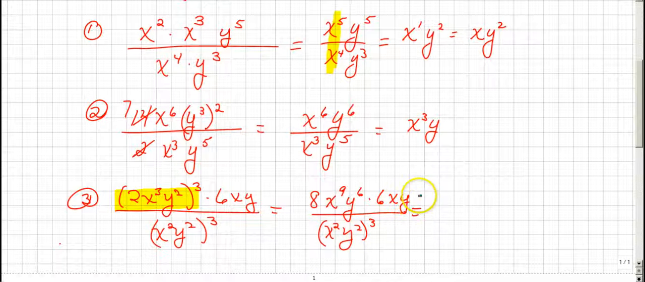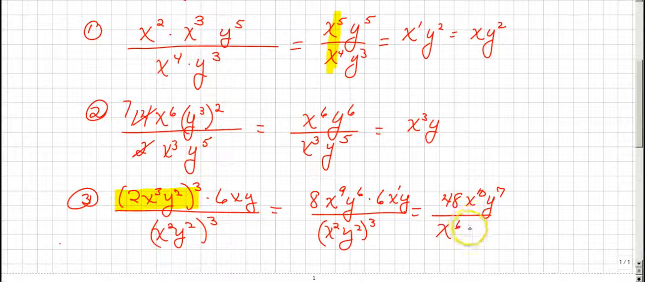Alright, still on the numerator, 8 times 6, 48. X to the 9th times x. Of course, there's 1 on that x, so that's x to the 10th. And then y to the 6 plus 1, or 7. Now on the bottom we have a power to a power also, so that 3 gets applied to the x and the y both. So x squared cubed is x to the 6th, and y squared cubed is y to the 6th.